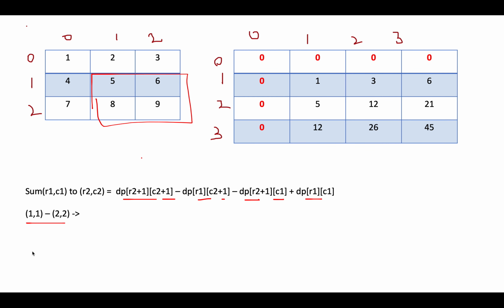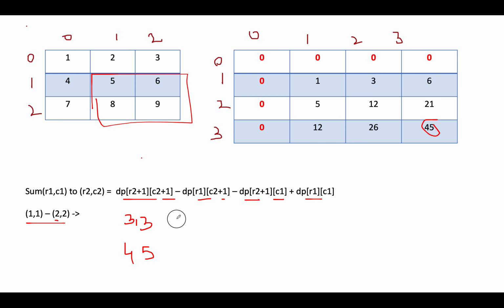Let's assume we are interested in finding out the sum of all the numbers from (1, 1) till (2, 2), and we'll use the same formula that I specified in the past and explained the proof of it as well. So let's get started. What is R2 plus 1? R2 in this case is 2, so 3, comma, C2 is again 3. So DP of 3, 3 is 45. So I extract 45 here.